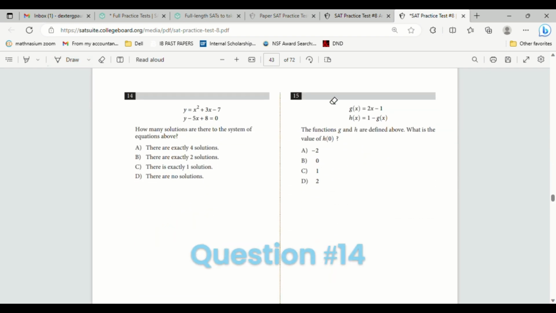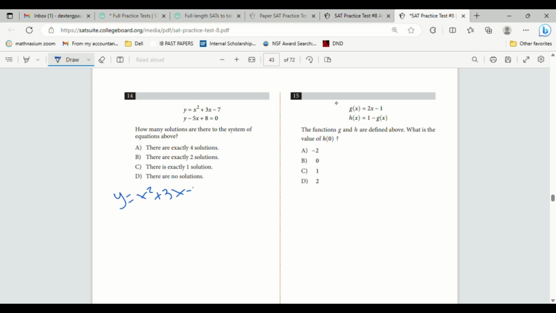Number 14, how many solutions are there to the system of equations above? So I'm going to write out what I've given, y equals x squared plus 3x minus 7, and then I'm going to make both of these equal to y. For the second equation, I'm going to add 5x to both sides and subtract 8. So I get y equals positive 5x minus 8, then set both of these equal to each other because they're both equal to y. x squared plus 3x minus 7 equals 5x minus 8.